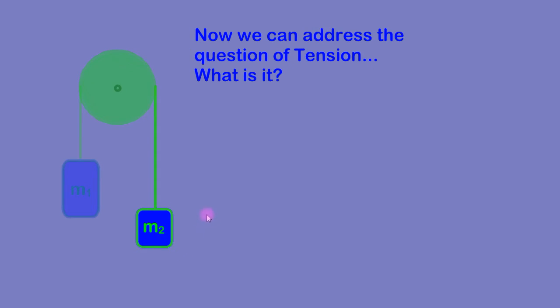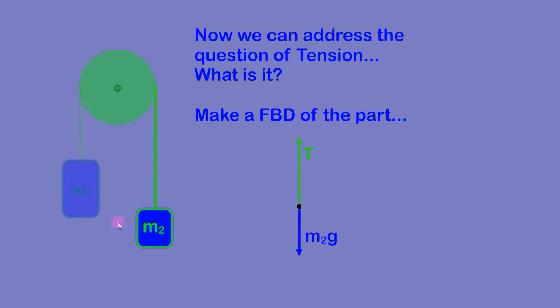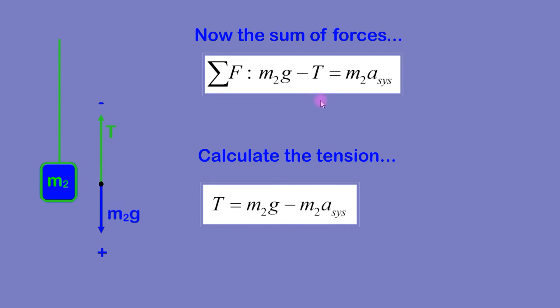Now what I'd like to do is use this to find the tension that's acting on mass 2. In order to do that, I need to look at what's going on with mass 2, just that one part. So I do a free body diagram of just that part. That part has a tension pulling up, and it has a weight pulling down, M2G. With this free body diagram, I can then do the next step, which is a sum of forces. Now, here's the weird thing.